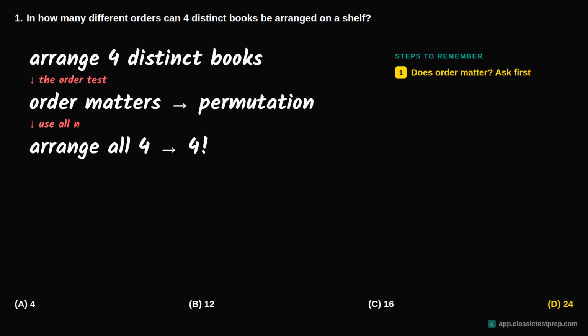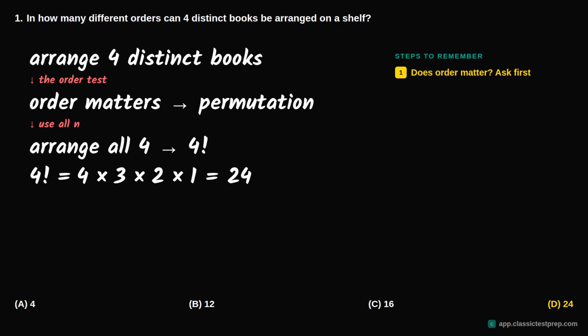Thing to note, what does this really mean? Why are we doing 4 times 3 times 2 times 1? It's because we have 4 books, and if we're arranging them in order, in the first spot, we could have book A, book B, book C, or book D. We can put all 4 books in that first spot.